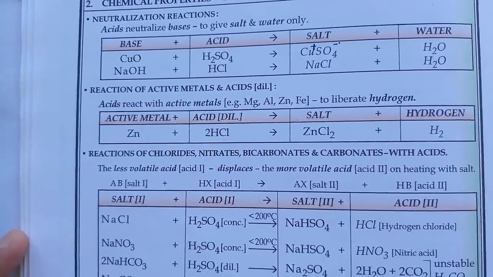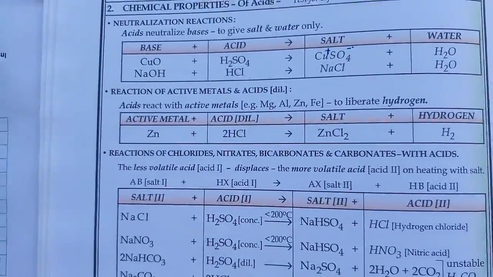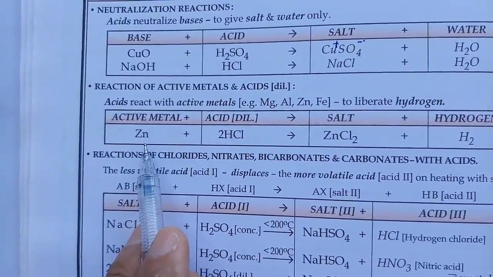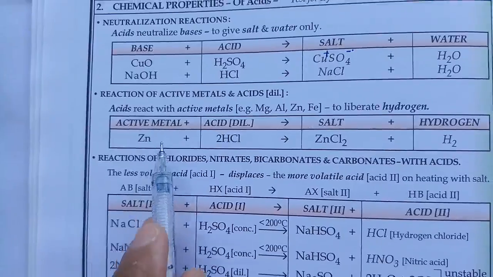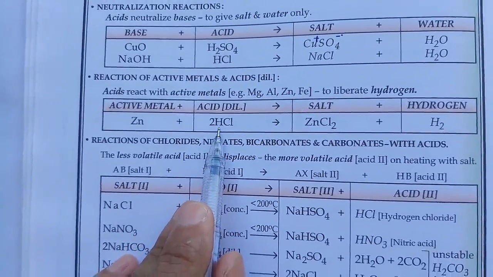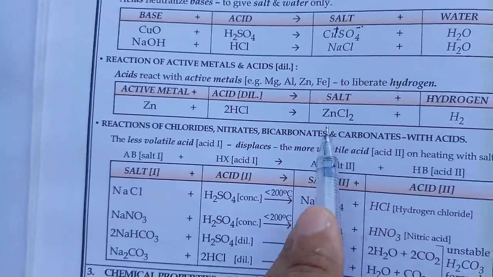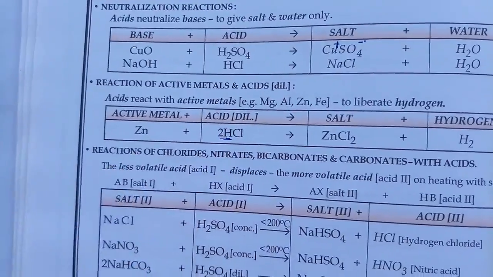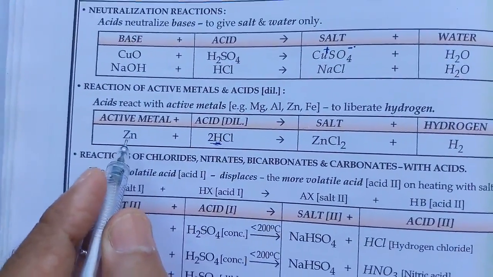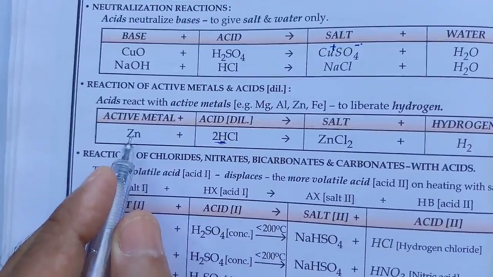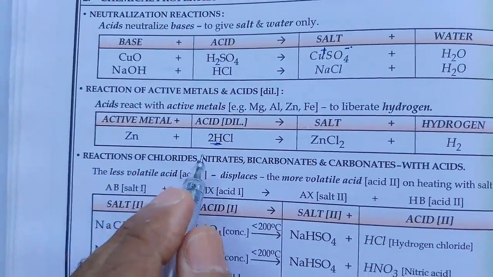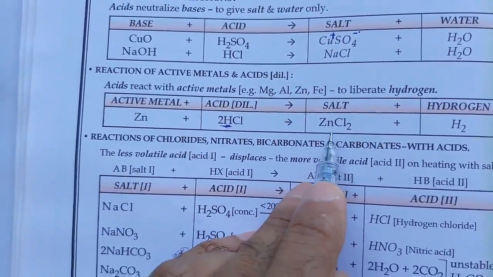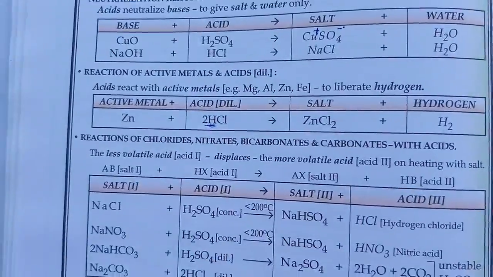Reaction of active metals and acids. When it reacts, it liberates hydrogen. Zinc is a very active metal, and it reacts with the acid. Zinc displaces hydrogen. This you learn in class 9, displacement reaction. So this is more reactive or more active than hydrogen. So it pushes aside hydrogen, I would say. So we'll have the salt, zinc chloride, and hydrogen.